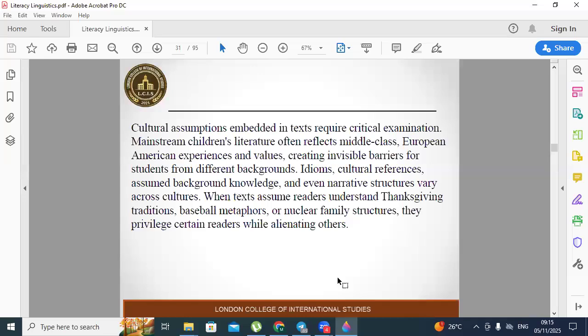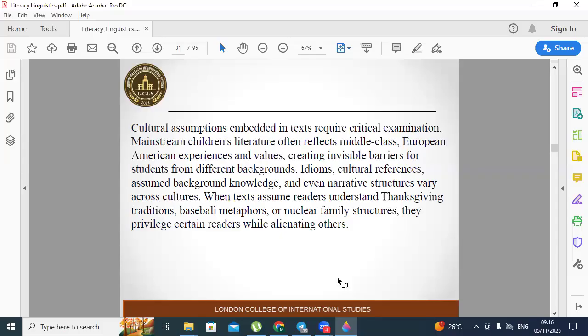may be unfamiliar. Many texts assume nuclear family structures, mother, father, children, as the norm. But students may live with grandparents, in multi-generational households, with same-sex parents, or in other configurations. When texts consistently represent only one family structure, other students feel invisible. Narrative structures vary across cultures.